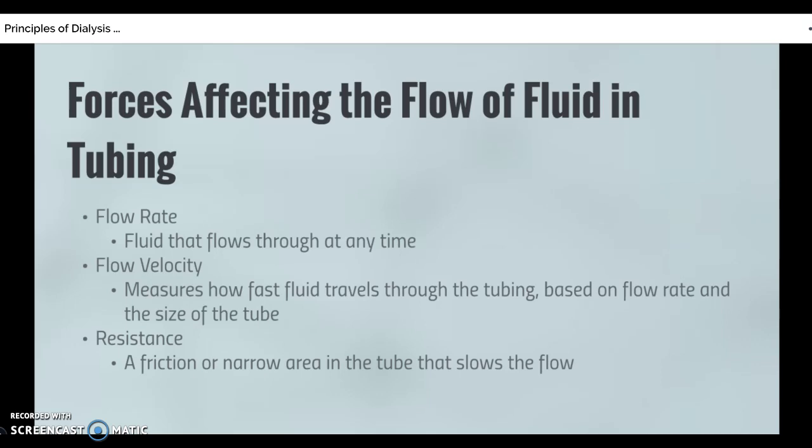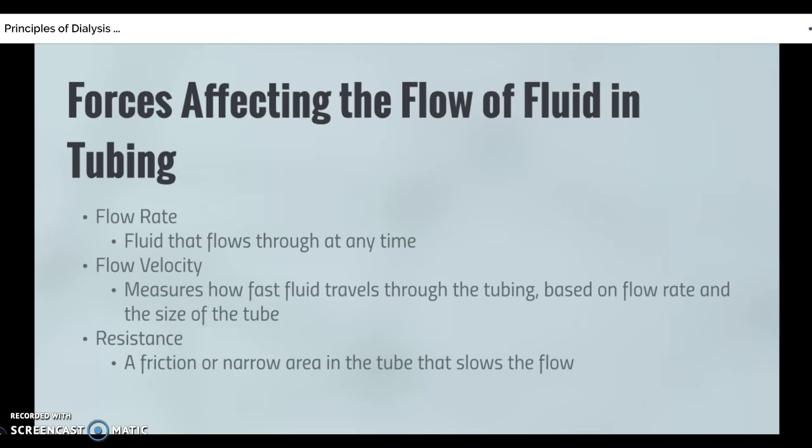So flow velocity is going to measure how fast the fluid travels through the tubing. It's going to be based on the flow rate and then the size of the tube. Now the tubes, I think I showed you in orientation, they're fairly decent sized, bigger than a straw, but again, they're not gigantic where we're pulling tons and tons of fluid at one time.